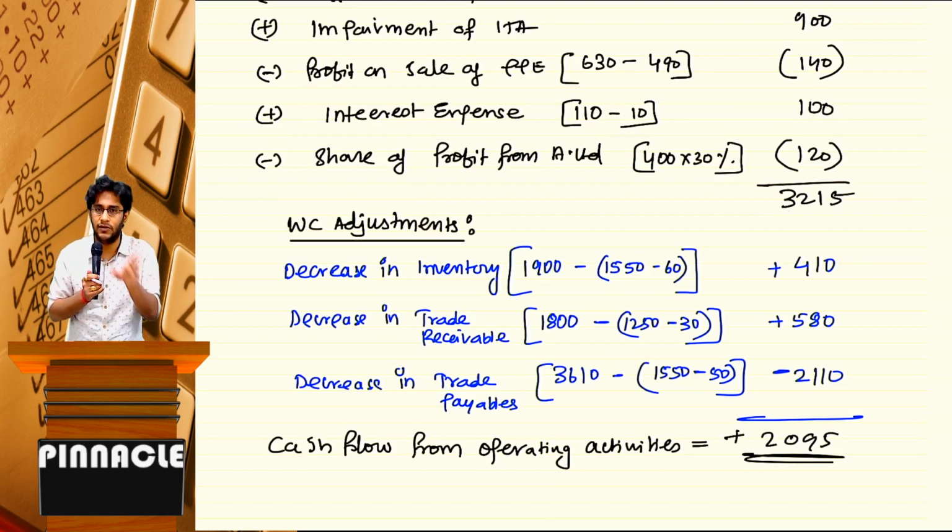Next, associate dividend is not there in your P&L account to be removed. So it was never there, so will not remove also. That's all, guys. If you have copied, you can leave.